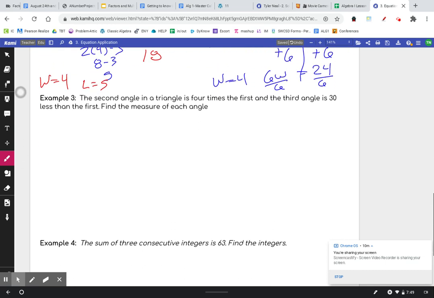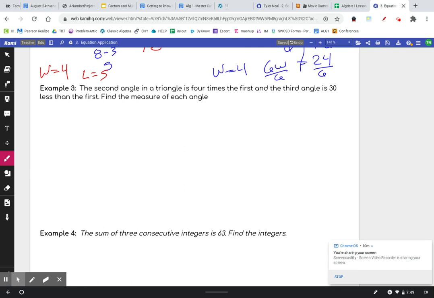An example that does not involve a rectangle. We have a triangle here, right? It says the second angle in the triangle is 4 times the first, and the third angle is 30 less than the first. Find the measure of each angle. So something we need to know is that all triangles, no matter how they look, if they are isosceles, if they are scalene, if they are equilateral, all triangles add up to 180 degrees. So it's a good thing to know that just this triangle in general equals 180 degrees.